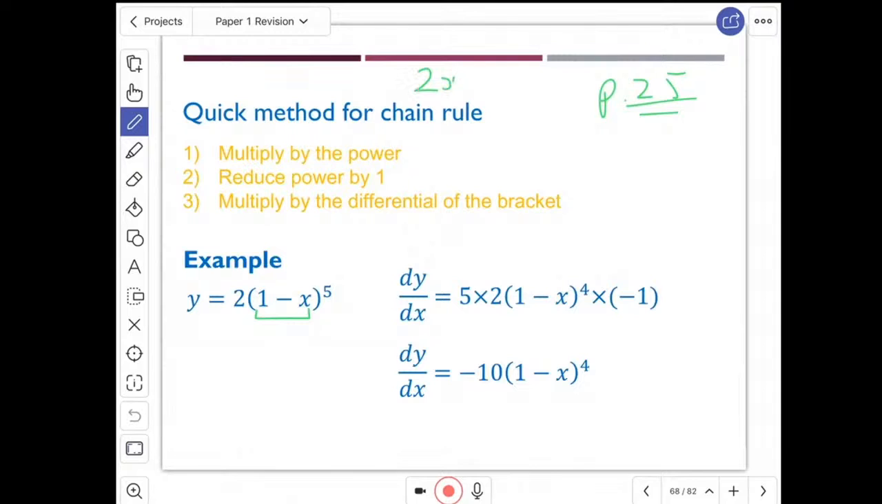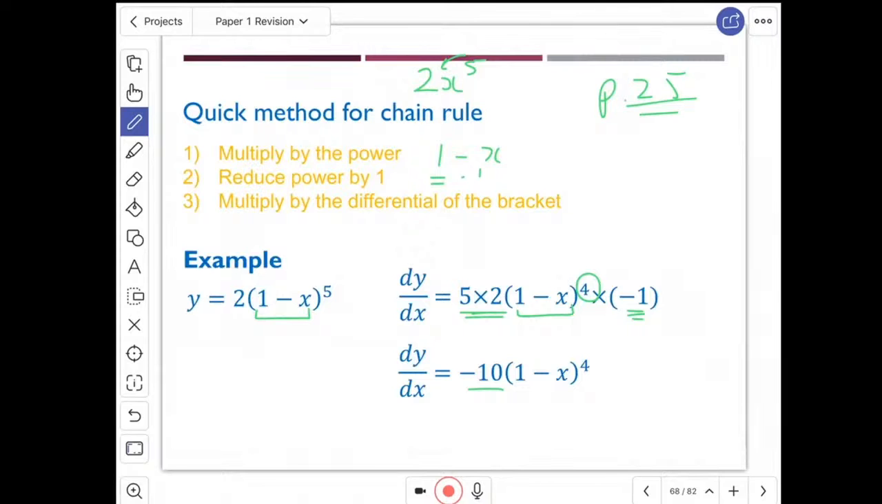So imagine it's like 2x to the power of 5. You'd take the 5 and multiply it by the 2, so you'd get your 10. You can see it there, 5 by 2. Then you reduce the power by 1, so you get the 4, and you just write that bracket down as normal, but you don't think about it. Then you multiply it by the bracket differentiated. So you take 1 minus x and differentiate this, and you get dy dx equals minus 1. That's where that minus 1 came from. So then you get 10 multiplied by minus 1, which gives you minus 10, and you've got 1 minus x raised to the 4. So that's just the quick way of doing the chain rule.